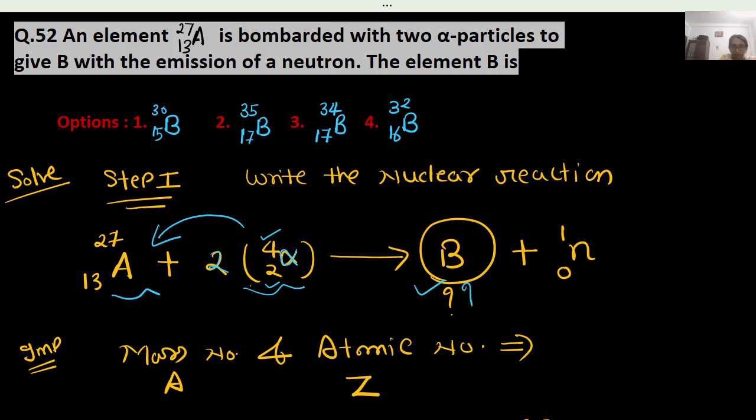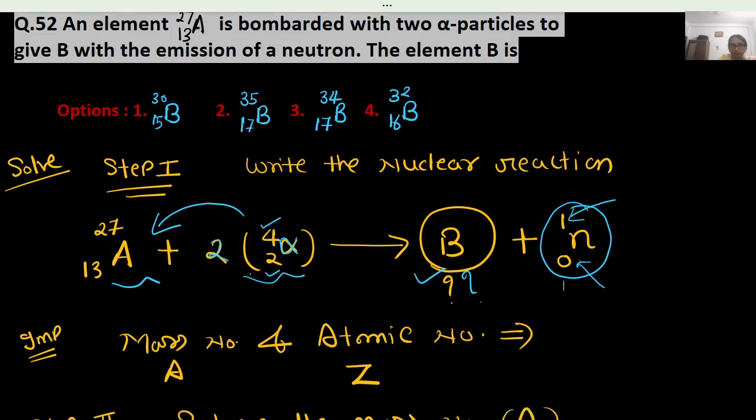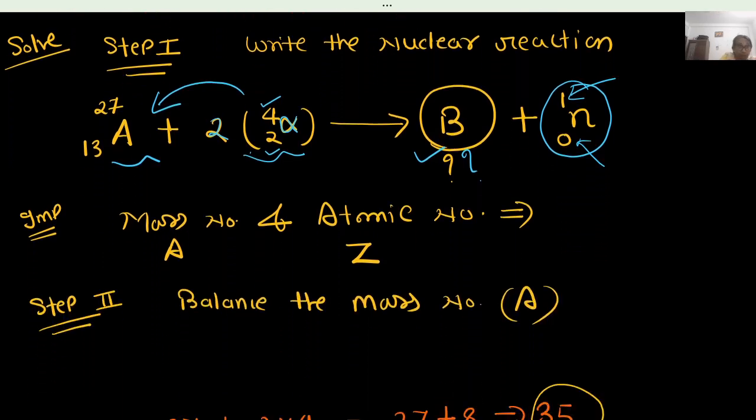So what will be the product B? Our question says there is emission of one neutron. A neutron has mass number 1 and no atomic number. Now, as per the very important rule of nuclear chemistry, the mass number A and atomic number Z are always conserved in the reaction.